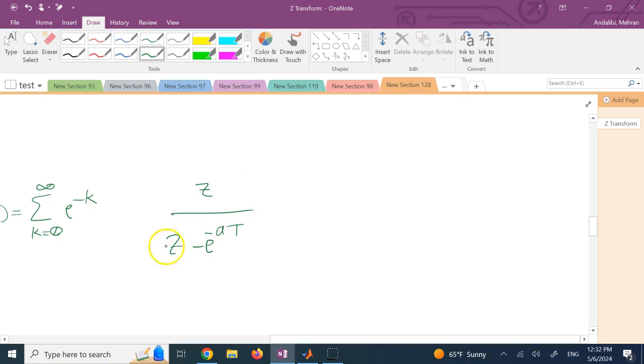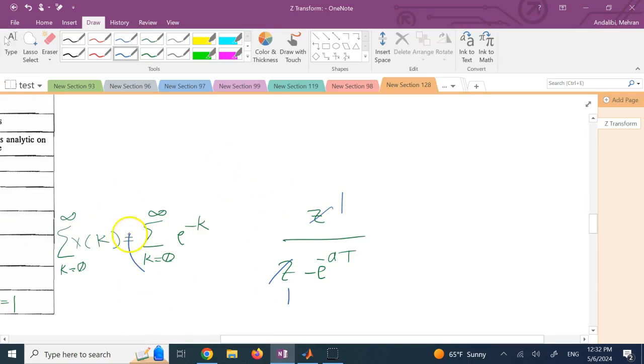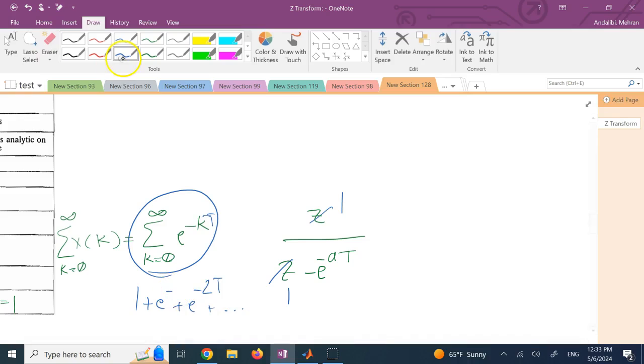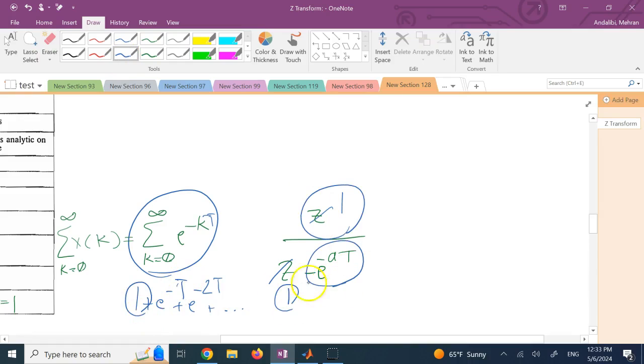So it says plug in 1. And if we plug in 1, that's exactly the summation of this. Because if you write it, this is like 1 plus e to the negative 1 plus e to the negative 2, or 2t in general, and so on. And as you know, this is again the formula a over 1 minus q, and in this case a is 1. So you're going to get that.